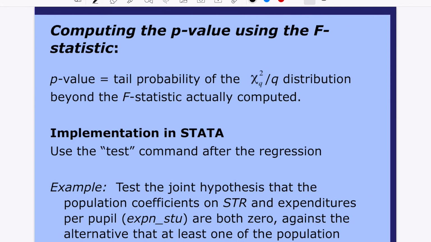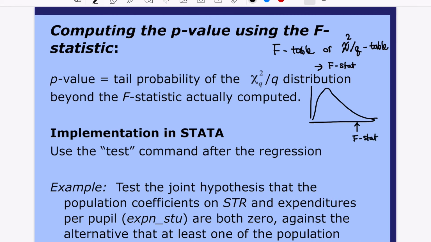Okay, so let's compute the p-values. We can use the same rule to get the p-value. We look at the F table, or we can look at the chi-squared divided by Q table, to get the p-value. Once we have the F statistic, we know exactly how much area under the curve is over the value of the F statistic, and we call that our p-value. Since this is squared, the starting point is 0 and it is strictly greater than 0, so we don't need to do a two-tail test. We only have one tail, okay?